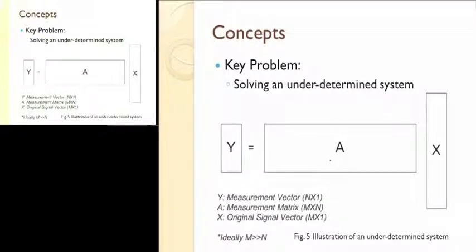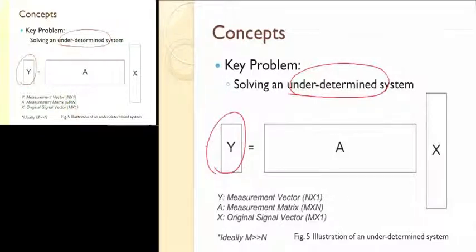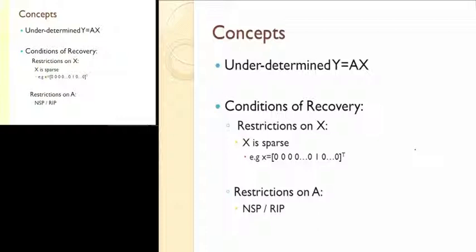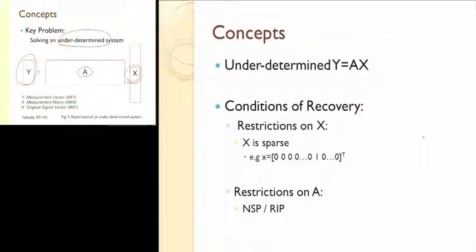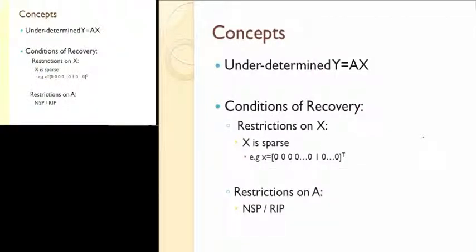The key problem here is to solve an underdetermined system, which means we have more unknowns than equations. Here, y is the measurement vector, which is the result of our special way of sampling. A is the measurement matrix, which represents the measurement process. And x is what we want, the original signal. From basic linear algebra, we can say that it has infinitely many solutions, so we don't know exactly what x would be. But under some assumptions, we can say that exact recovery is definitely possible.